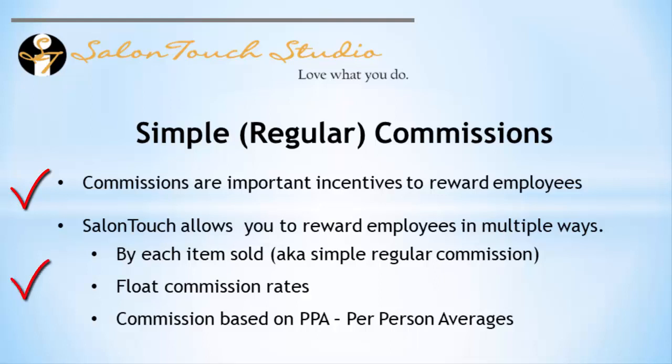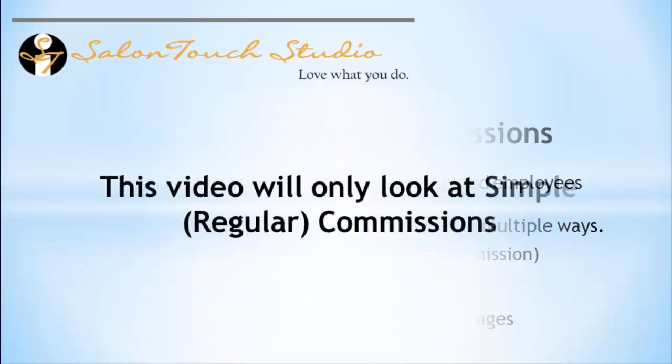One, by each item they sell, and this is known as simple regular commissions, float commission rates, or commission based on PPA, per person averages. The float commissions and commission based on PPA are a little bit complicated, and the manual has details on how to set them up. In this video, we'll look at regular simple commissions only.